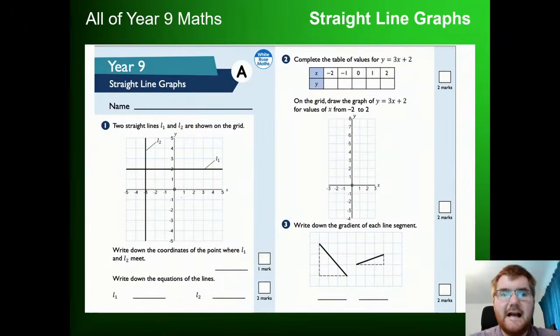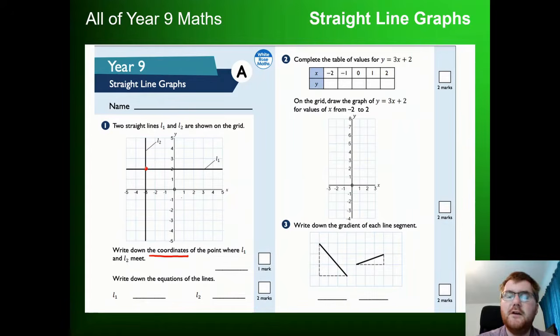Okay, so let's look at straight line graphs, a very important topic on the Year 9 Maths course. So question 1, we have two straight lines, L1 and L2, shown on the grid. And first of all, we need to write down the coordinates, that's important, of the point where L1 and L2 meet. So notice where these lines cross is at this point here.